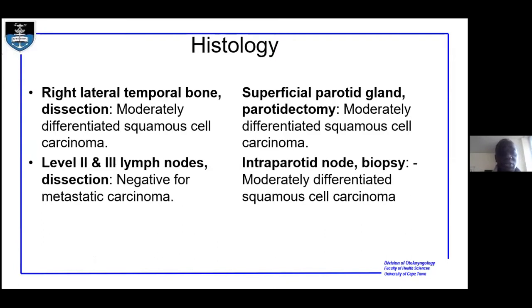We got the histology. The first one showed a right lateral temporal bone dissection, moderately differentiated squamous cell carcinoma, and the level 2 and 3 nodes were negative for metastatic carcinoma. In the superficial parotid gland and the parotidectomy, there was moderately differentiated squamous cell carcinoma, as were the intraparotid nodes.